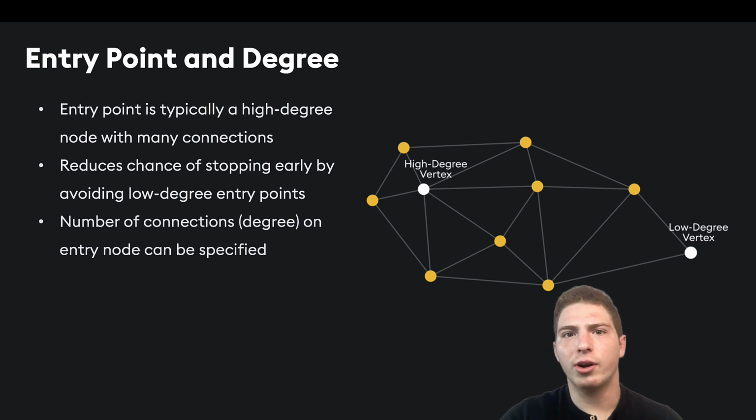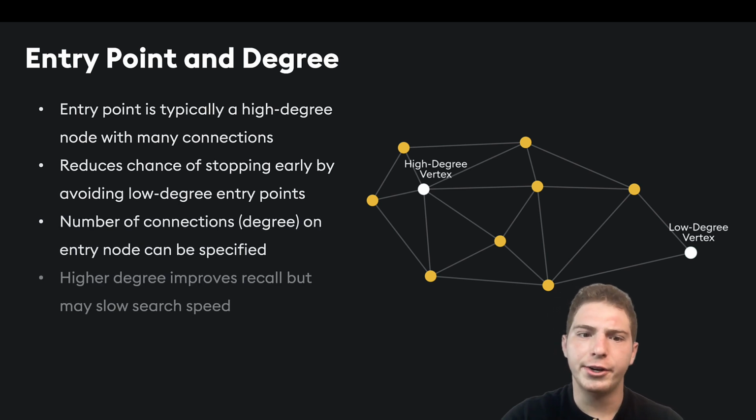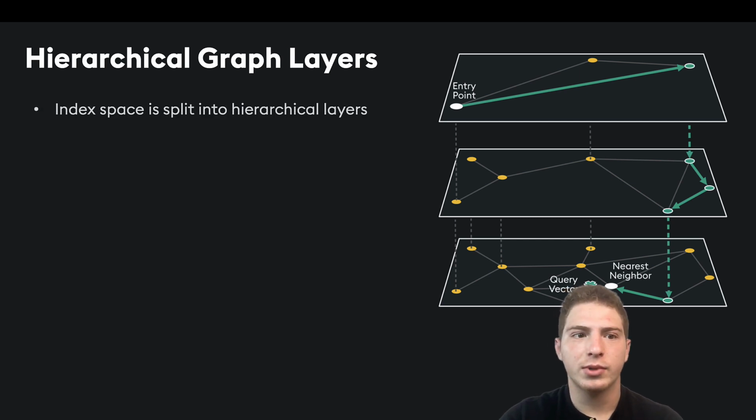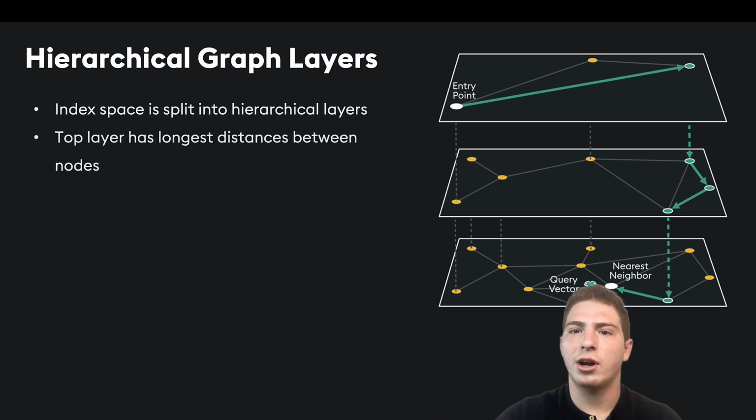The number of connections on your entry node can be specified, and a higher degree improves recall but slows down search speed. HNSW improves on the NSW algorithm by adding additional layers, or this hierarchical set of layers. The index is split into these layers, and the top layer typically has the longest distances between nodes.